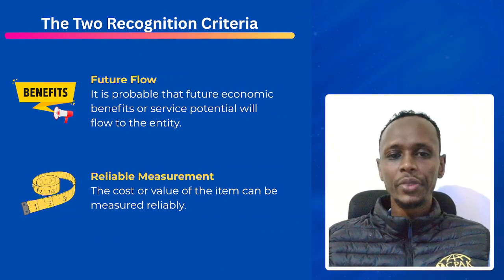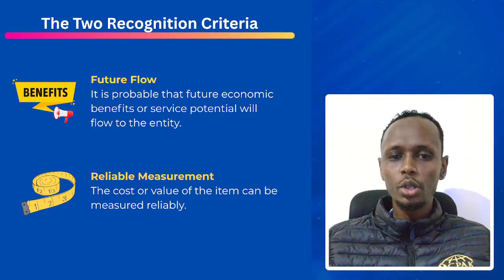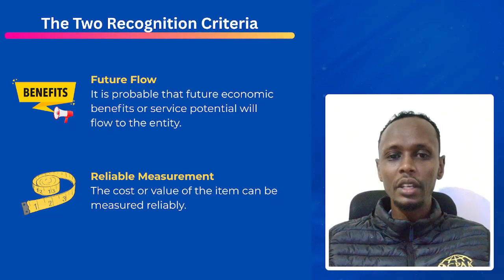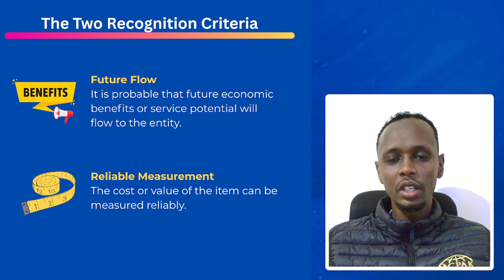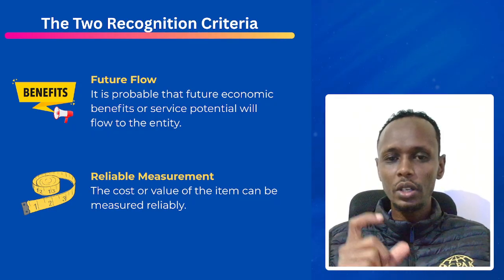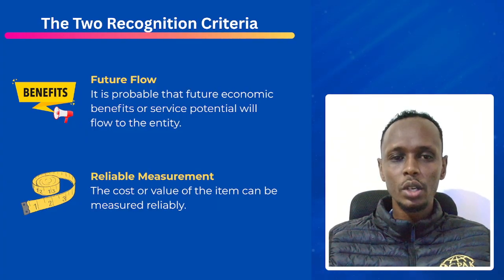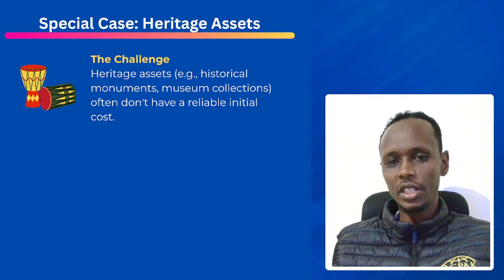The other one is if you can reliably measure. The cost or value of the item can be measured reliably. If you cannot reliably measure an asset, then what value will you put in your books? If any of these two is missing, then you don't recognize those assets in your books.